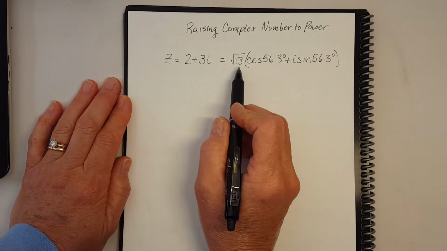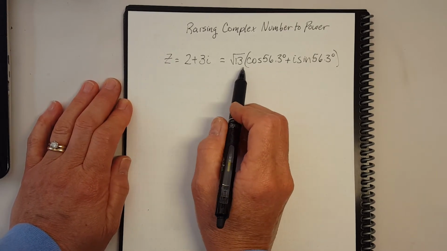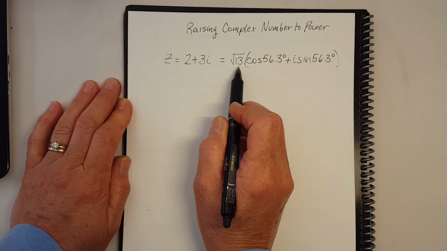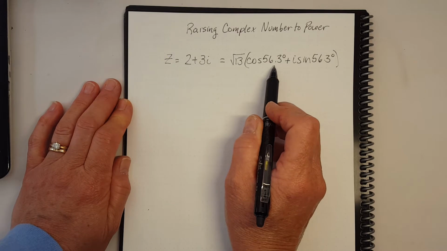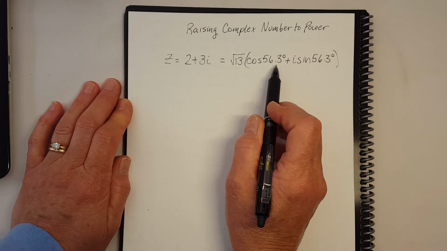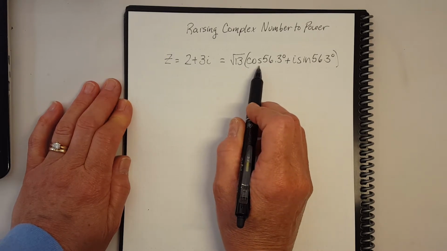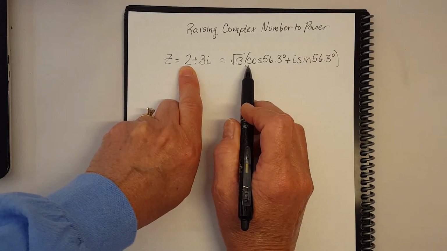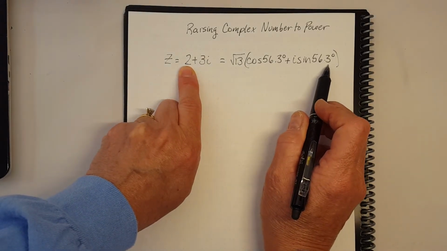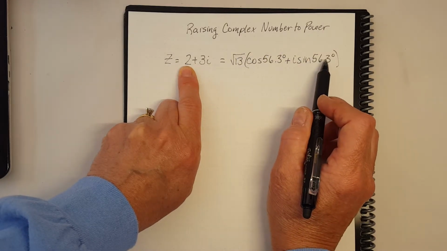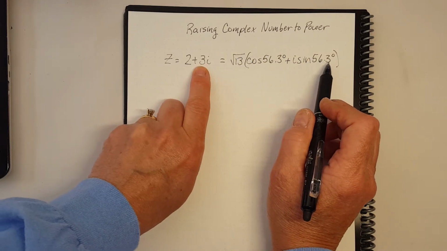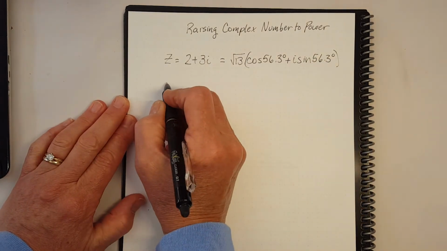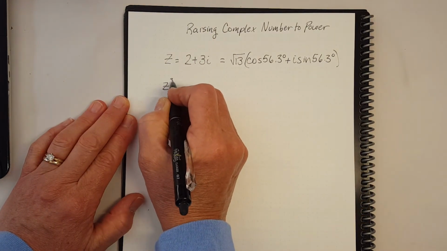And in one of the previous videos, we converted that to its trig form, and we said that the absolute value was root 13 and that the argument is 56.3 degrees. And so we can write it as root 13 times the cosine of 56.3 degrees plus i sine 56.3 degrees, which would equal 2 plus, when we distribute the root 13 in, 3i. Okay, so now what if we wanted to find what is z cubed?